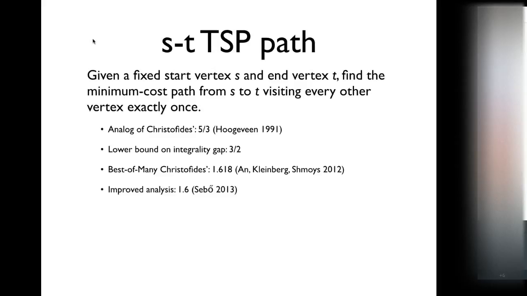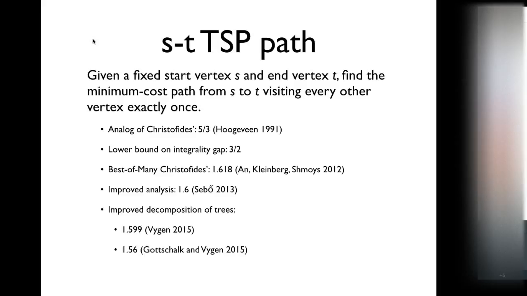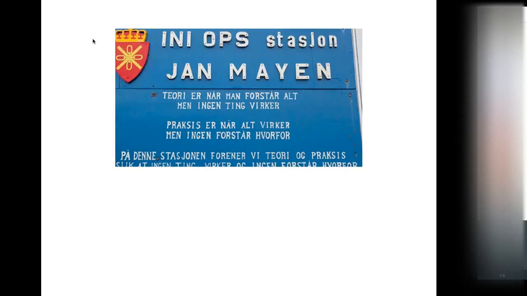Since then, there's been a sequence of papers improving on that result. An improved analysis of this algorithm made the gap 1.6. And by thinking hard about what properties you want out of a convex combination of trees, people have been able to drive that down to the point where now the integrality gap is known to be 3/2 plus 1/34. So we're really close to that lower bound. Not quite there yet, but really, really close. Okay, I think this brings me to the end of my talk.